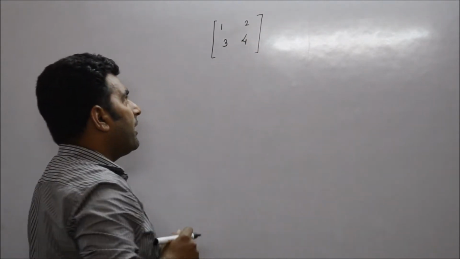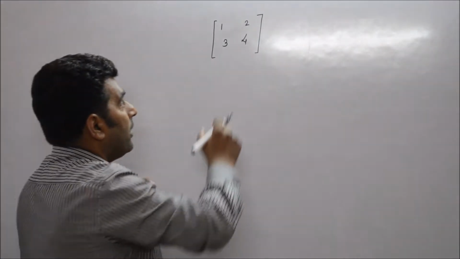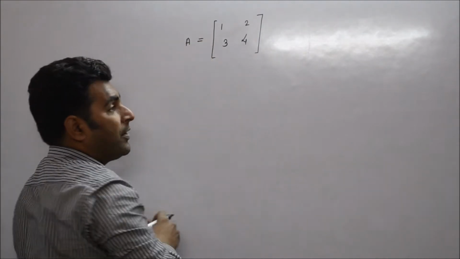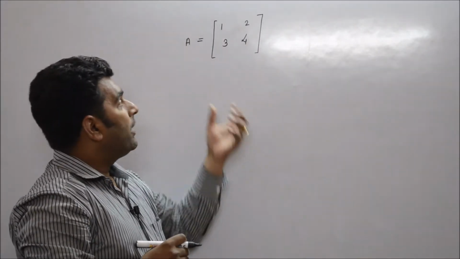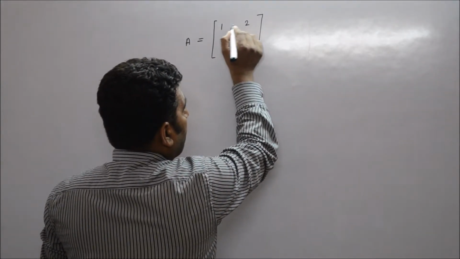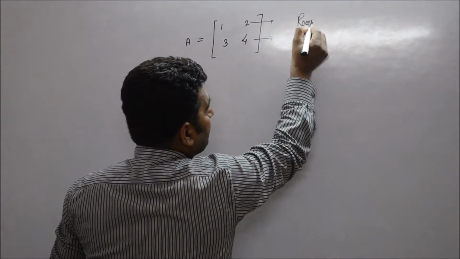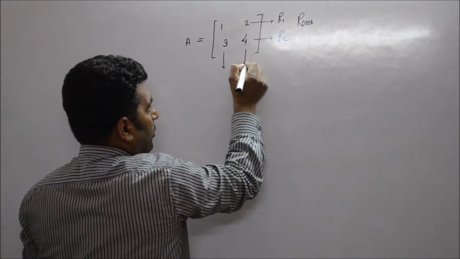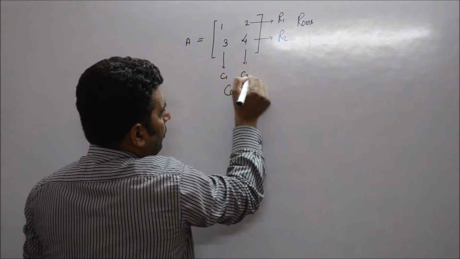For example, if I write these four numbers in a special arrangement, they are kept within a bracket and this is denoted by capital letter. So this is a matrix. This contains four elements 1, 2, 3 and 4 and they are arranged in rectangular shape. Here these horizontal lines are called rows, this is called row 1 and this is called row 2. These vertical lines are called columns and this is called column 1, this is called column 2.